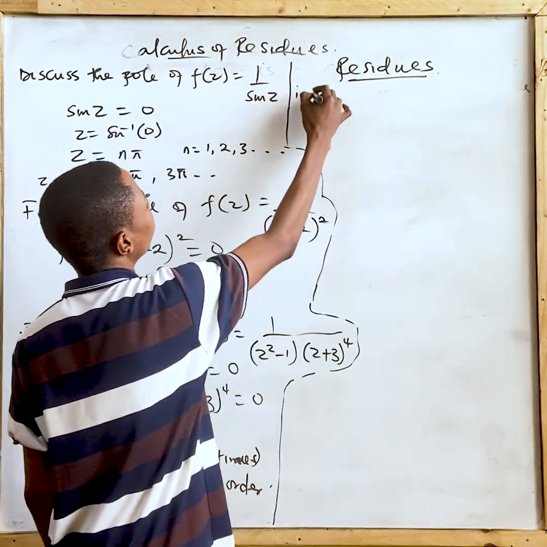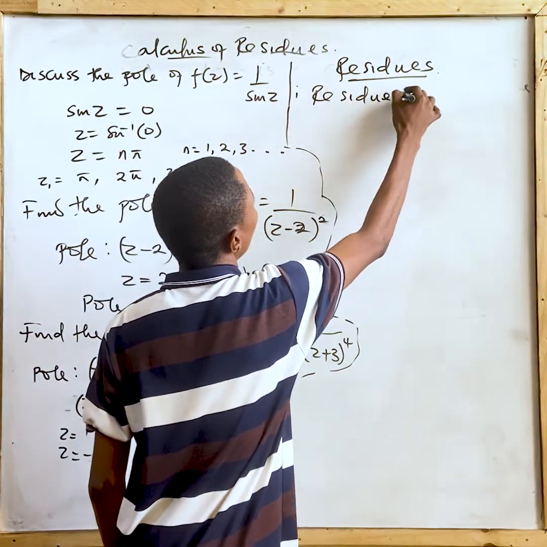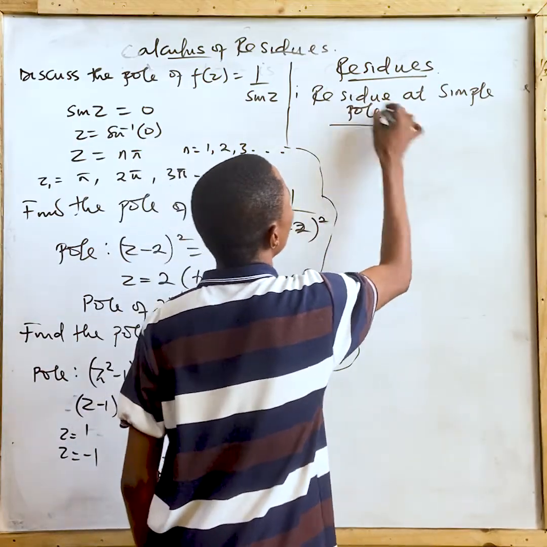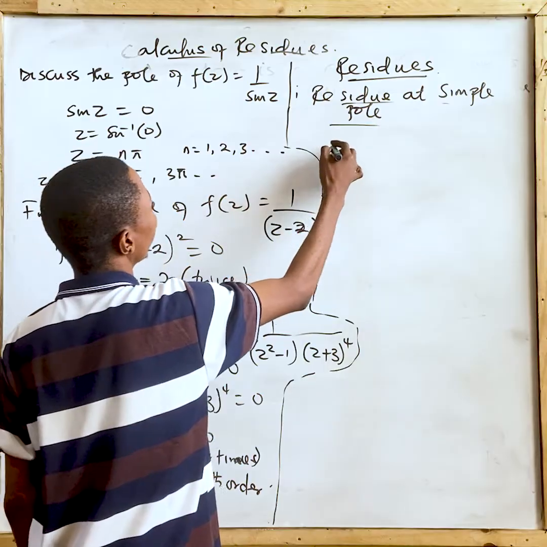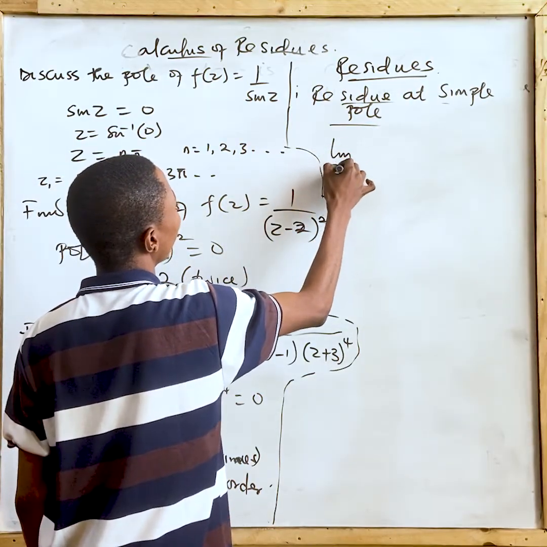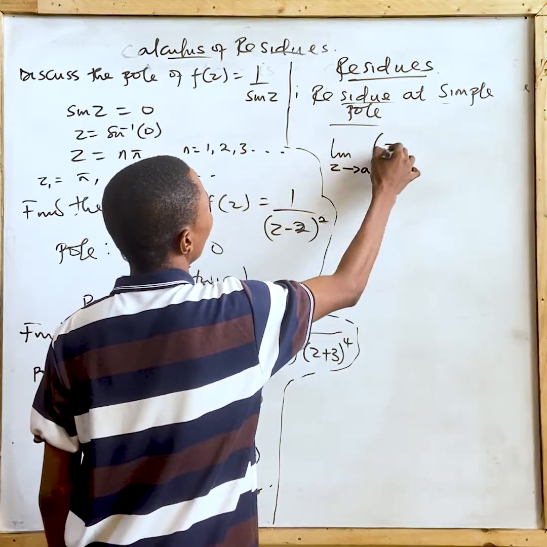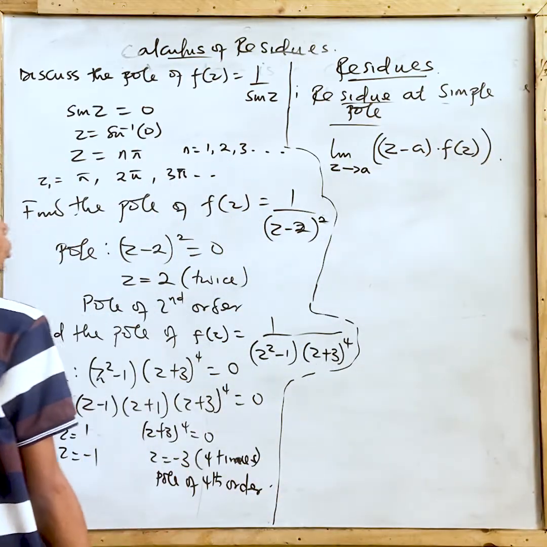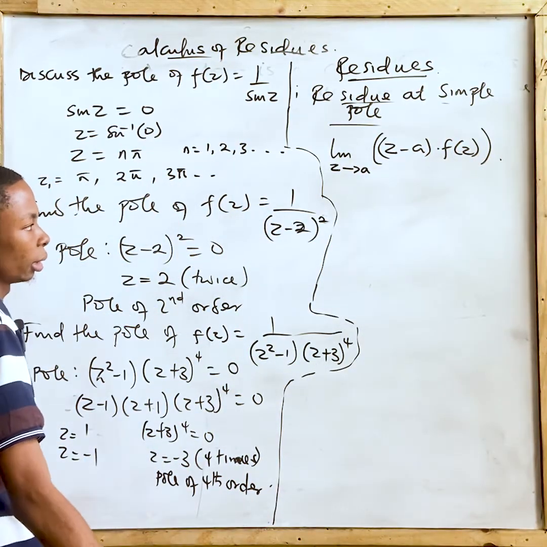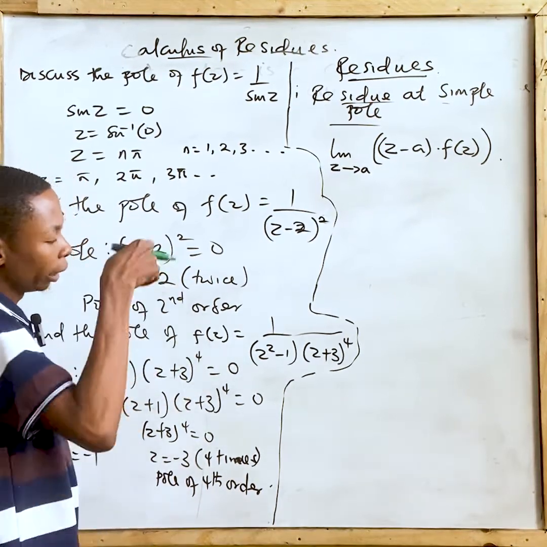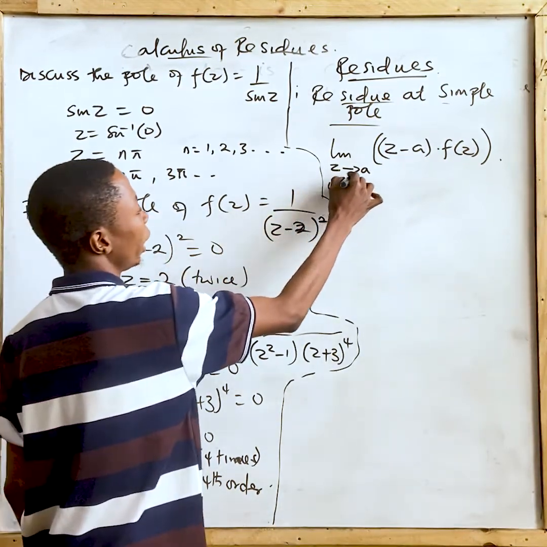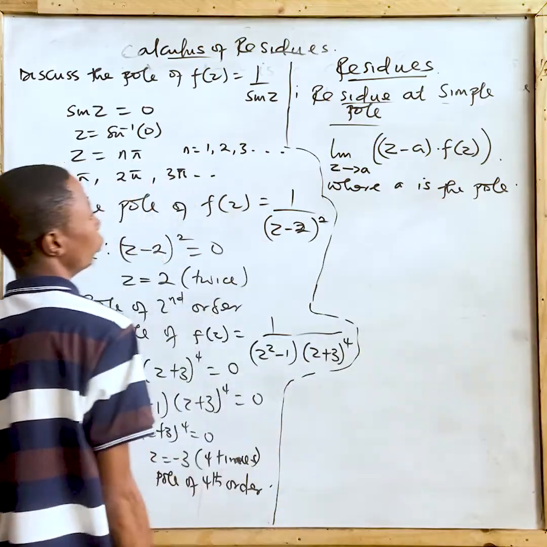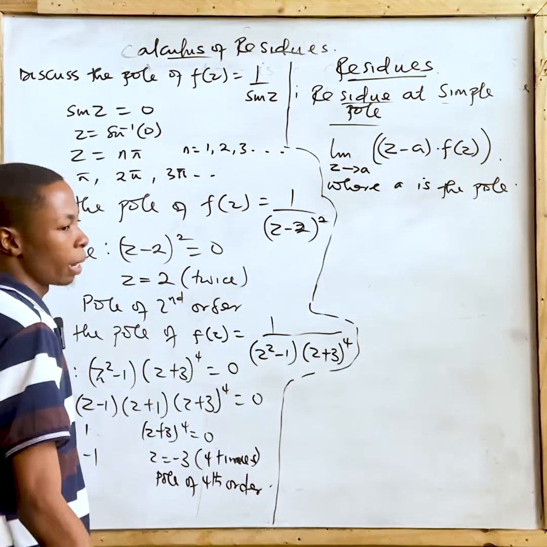Number 1 is residue at a simple pole. The residue at a simple pole is the limit as z approaches a of (z minus a) times that function f of z, where a is the pole. So: limit as z approaches a of (z minus a) times f of z.